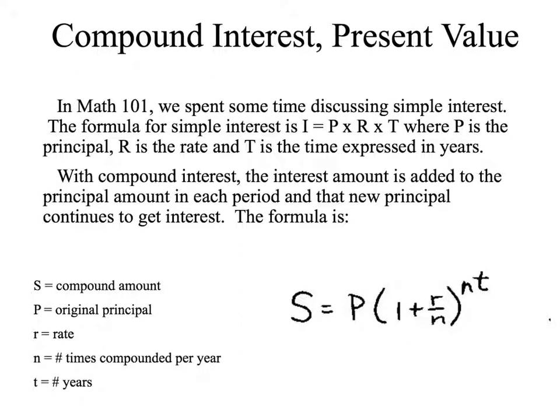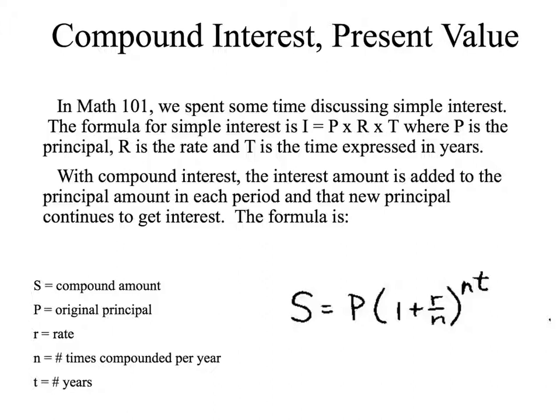In Math 101, we spent some time discussing simple interest. The formula for simple interest is I is equal to P times R times T, where P is the principal, R is the rate, and T is the time, always expressed in years. Here we are going to start to talk about compound interest.